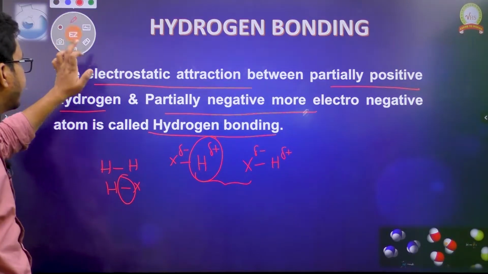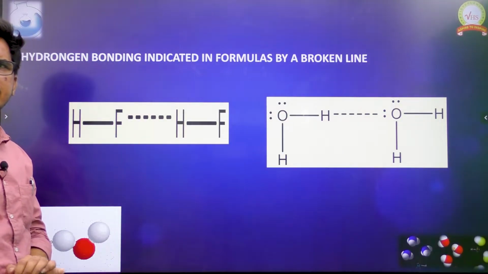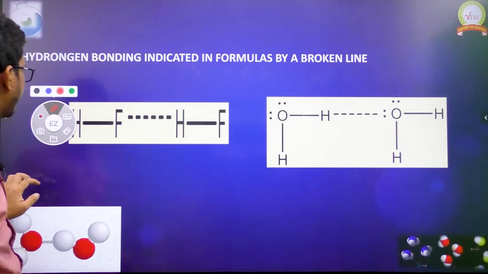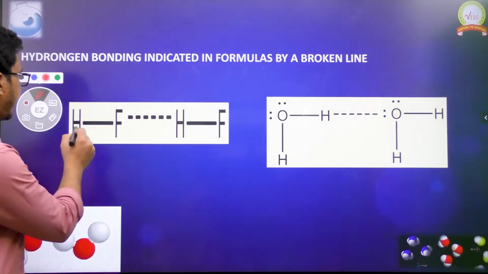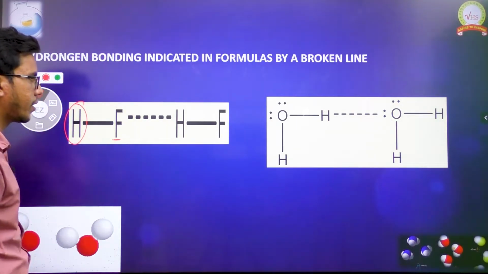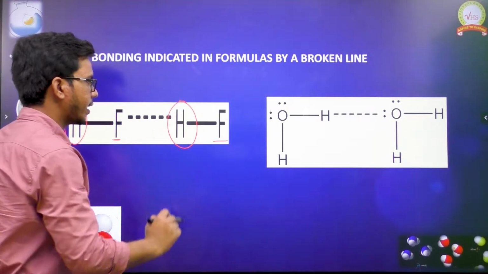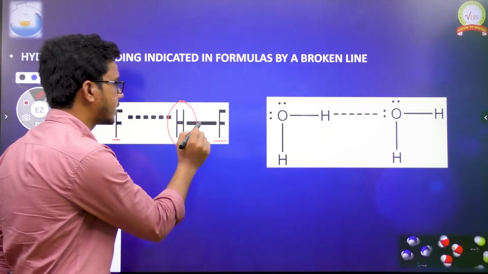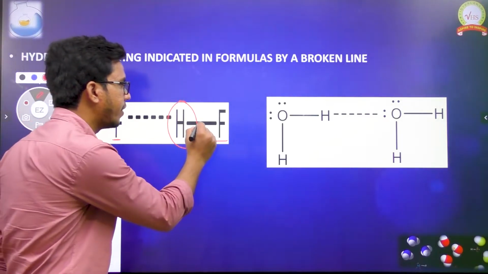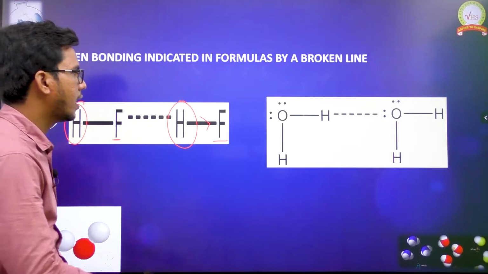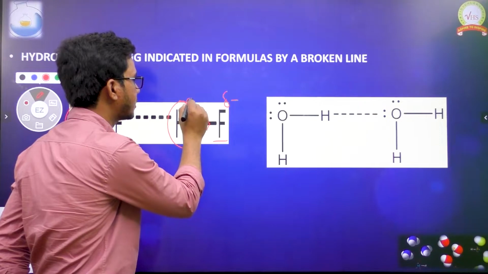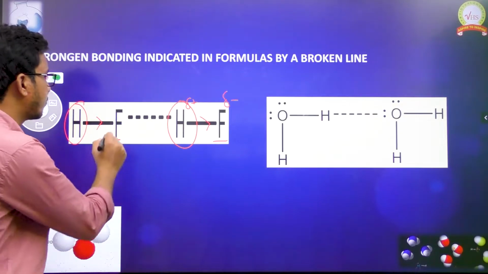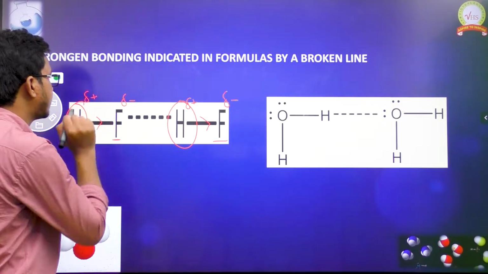Let us see the next slide. Hydrogen bonding is indicated in formulas by a broken line. For example, take hydrogen connected with fluorine. Fluorine is the most electronegative atom in the periodic table. When hydrogen is connected with a more electronegative atom, what happens? The shared pair shifts towards the more electronegative atom, and fluorine gets partial negative and hydrogen gets partial positive. The same thing happens here also.